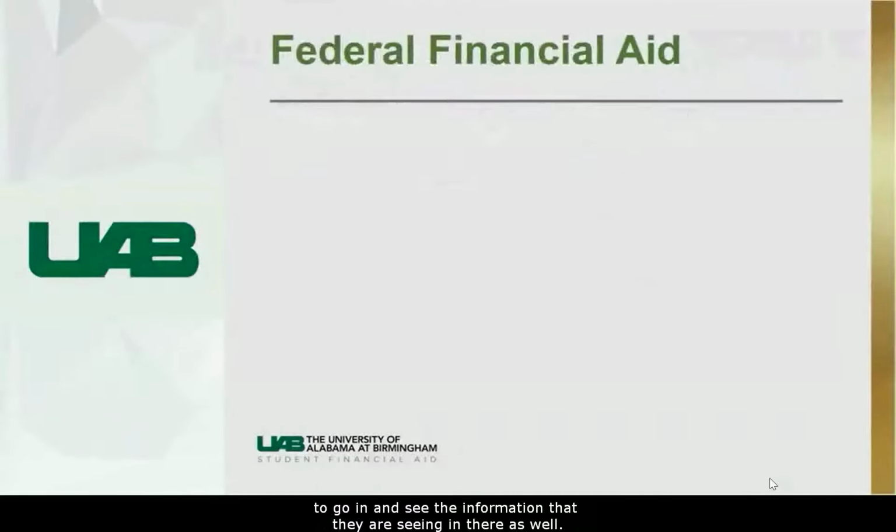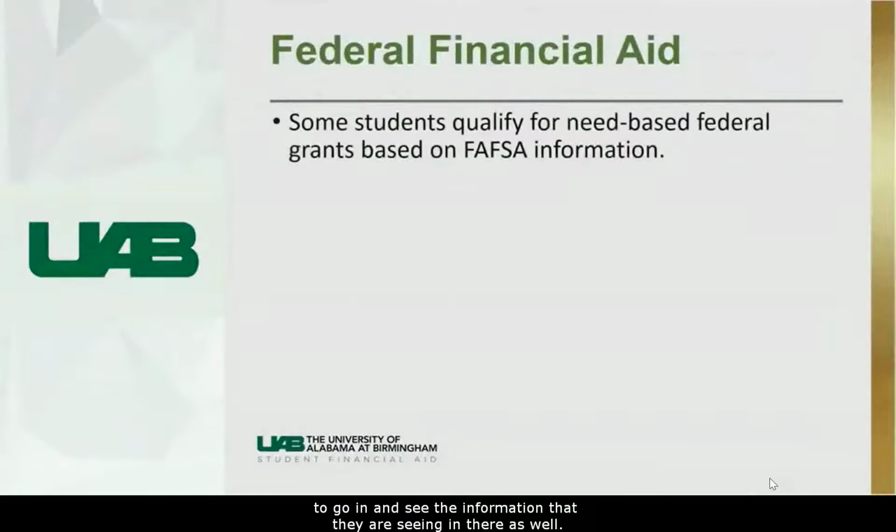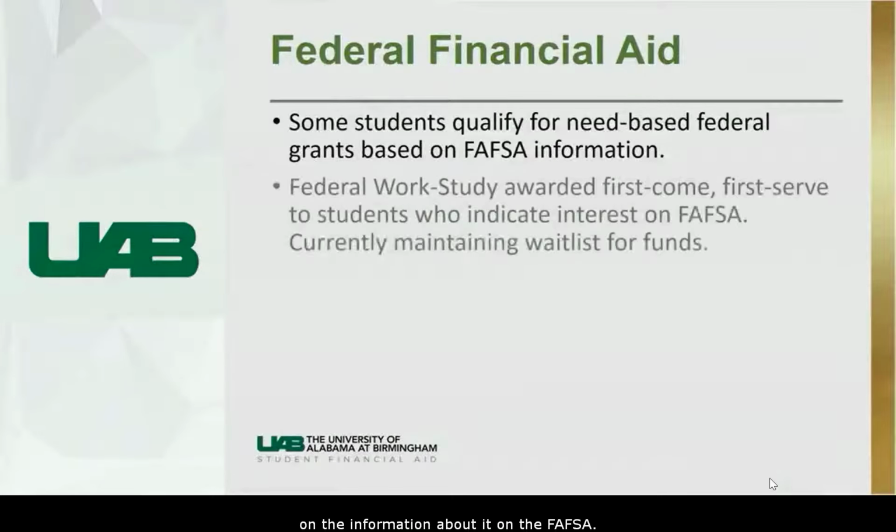Now, as far as federal financial aid options go, there are some students who do qualify for need-based grants. That's all based on the information that's provided on the FAFSA. So you may have a Pell Grant, and some of you may have a Pell Grant as well as a supplemental education grant on your award notification. That means that your student qualified for that need-based aid, again, completely based on the information provided on the FAFSA.